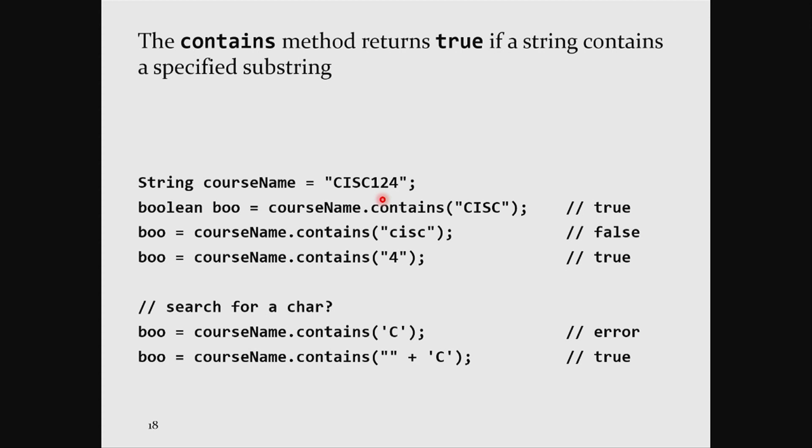Course name dot contains capital CISC is saying, does the string course name contain the string big CISC somewhere in it? The answer is yes, because it's right at the front. Does it contain little cisc? The answer is no, so that's false. Does it contain the string 4? The answer is yes.